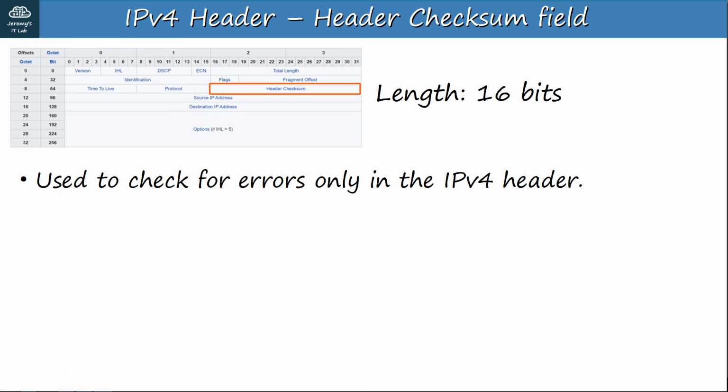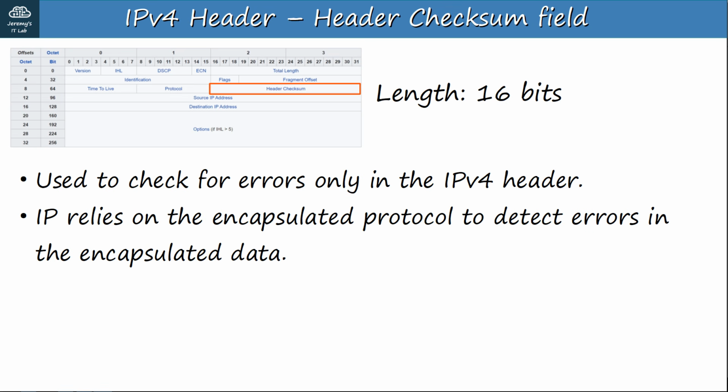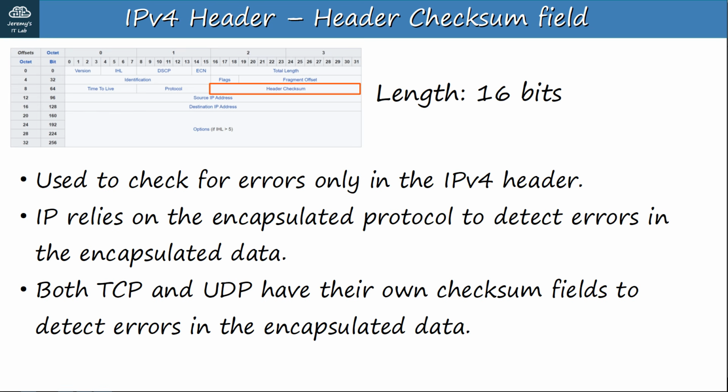Note that this is only used to check for errors in the IPv4 header, not in the encapsulated data. IP relies on the encapsulated protocol to do that. Both UDP and TCP, the two layer 4 protocols most likely to be encapsulated, have checksum fields to check for errors in the encapsulated data.